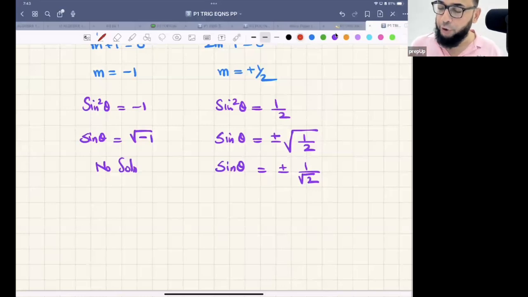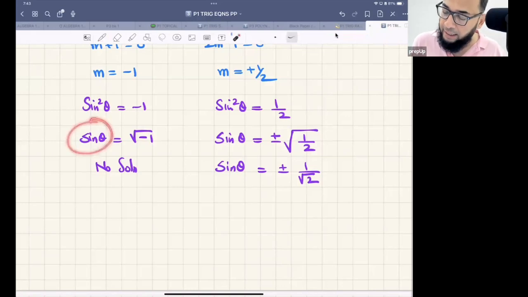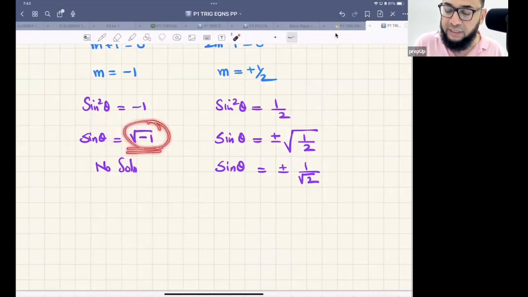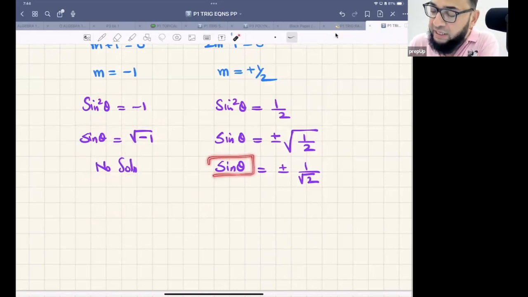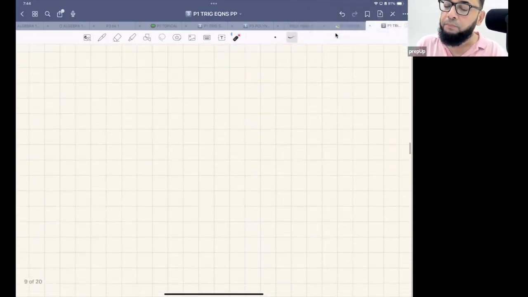Okay, so let's continue. Sine has a maximum value of 1 and a minimum value of negative 1, but that's not the issue over here. The issue is you cannot take the square root of a negative number. That's why there is no solution. And over here, when you took the square root, this is a special number that we deal with. Which special number am I talking about?